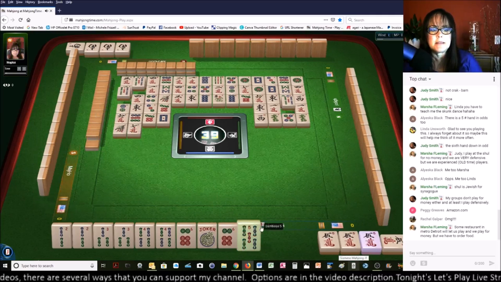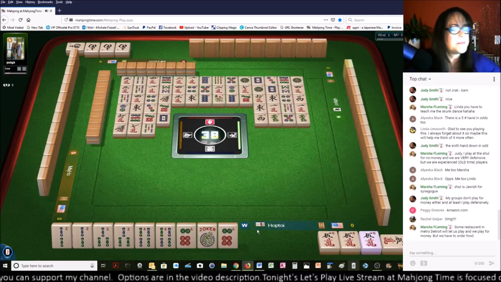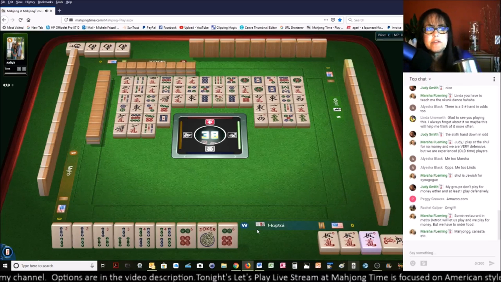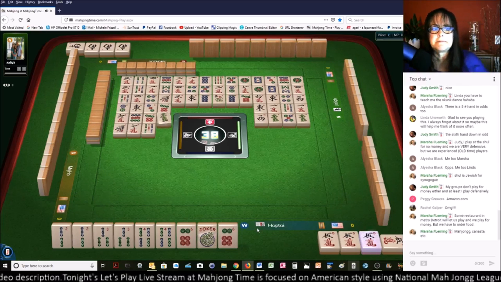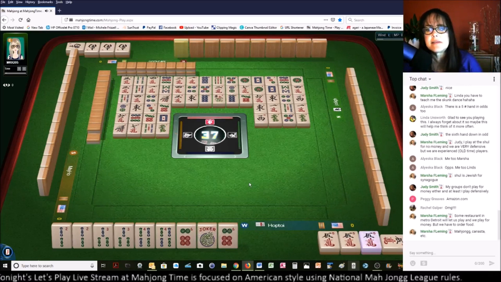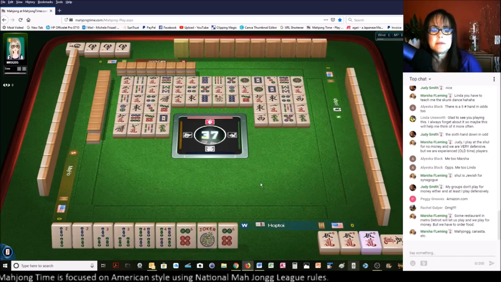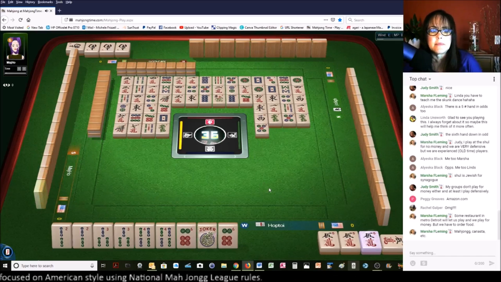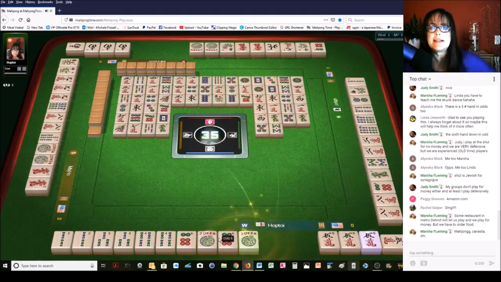Seven characters. Oh, five bam. I think we had all of those tiles. We need a six dot or a five crack. Green dragon. No, six dots are out, which is a concern. Five dots. We're in the end game now. Eight bamboos. Mahjong. Mahjong, we got it.